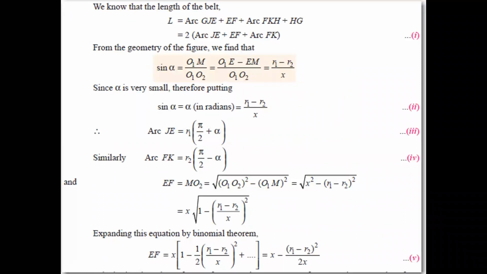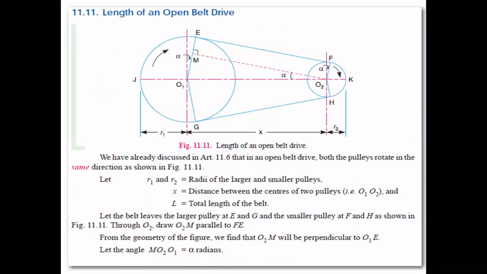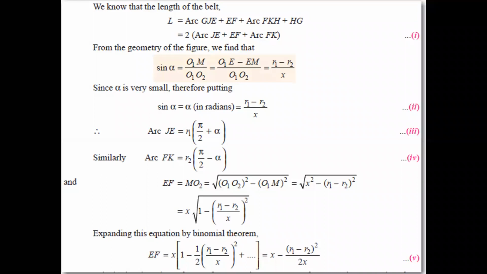Now EF equals EF. So EF equals how much? It is also similar to the MO2. So from the Pythagoras, we may write here square root of O1O2 square minus O1M square. In this, O1O2 is x, and O1M is R1 minus R2. So when we simplify the equation, that is x into square root of 1 minus (R1 minus R2 by x) whole square.